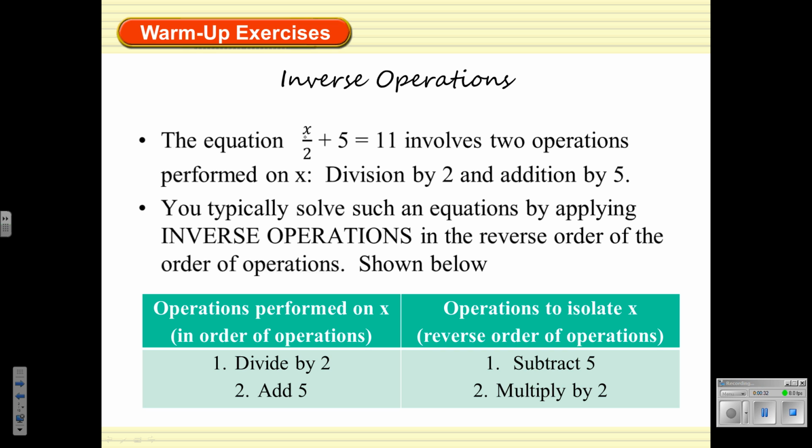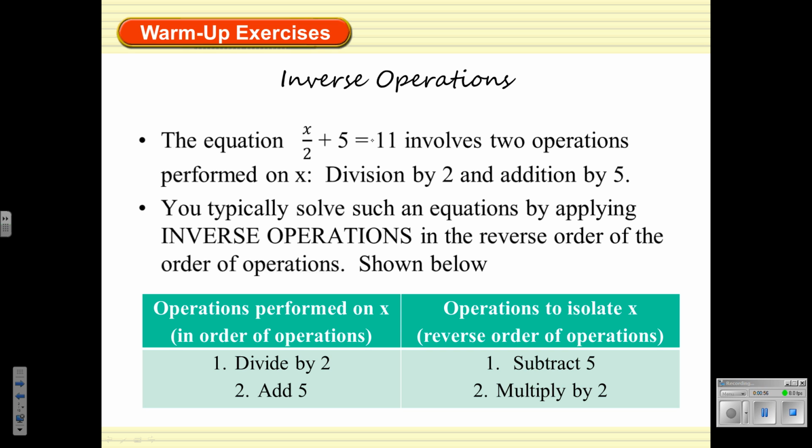So the equation x divided by 2 plus 5 equals 11 involves two operations performed on x, division by 2 and addition of 5. So if we know what our x is, we know we're going to divide first and then add 5 to see if that equals 11. That's our order of operations.